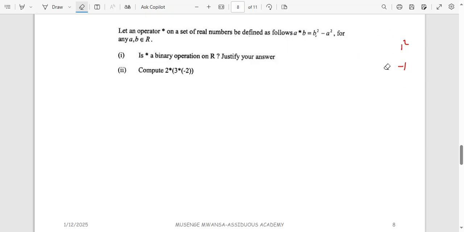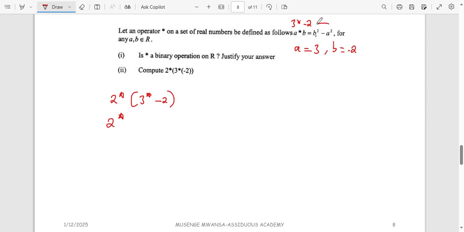Okay, good. The second part of the question is saying, compute 2 star 3 star negative 2. Remember, as I said earlier, start with what is in the bracket. So this is going to be 2 star, and in the brackets we have 3 star negative 2. The meaning is that where there is A, we are going to be putting 3, and where there is B, we'll be putting negative 2. So come here.